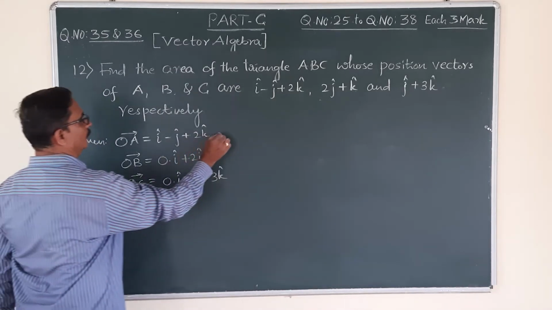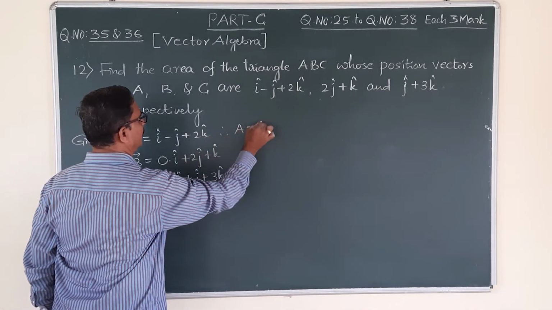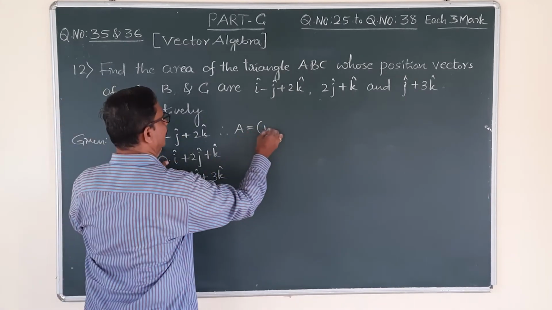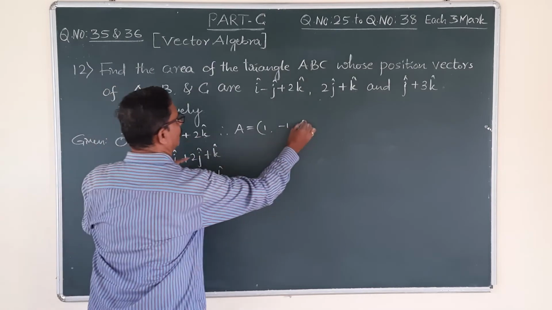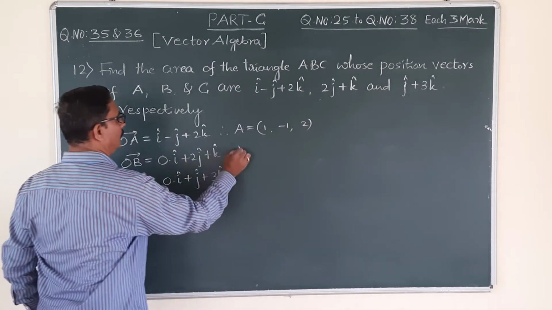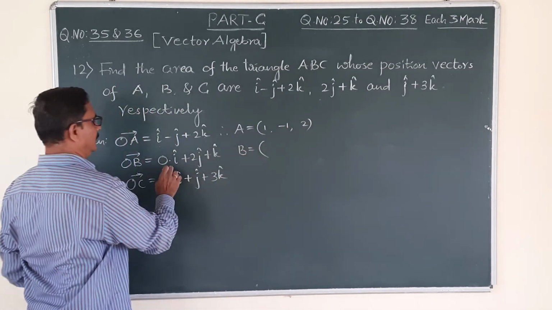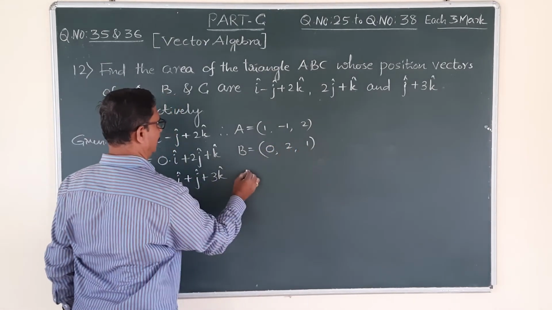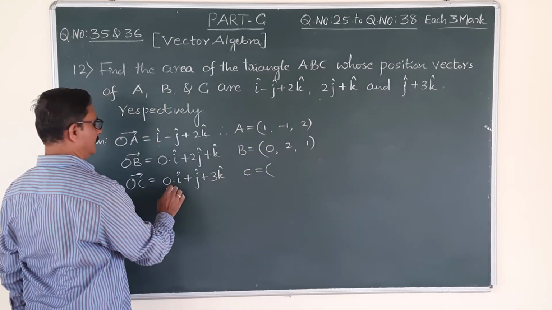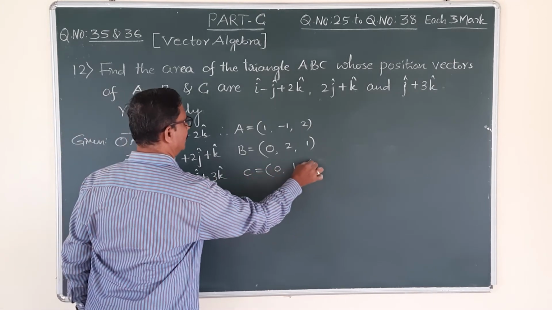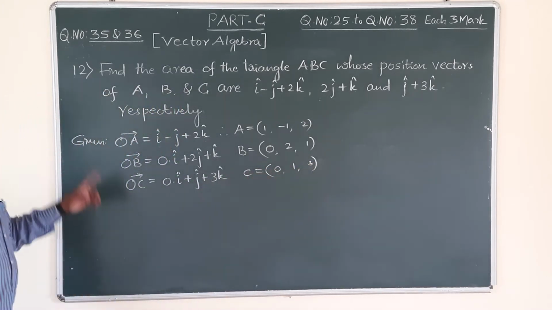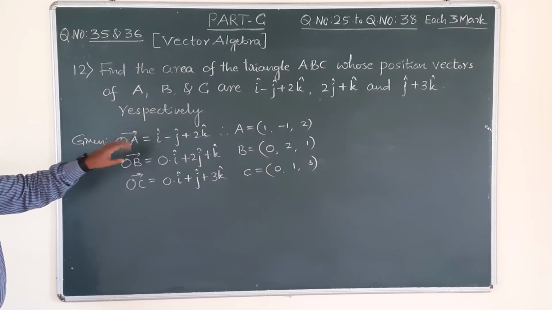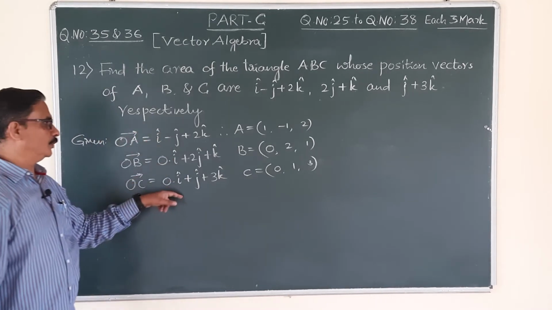Okay. Therefore, A is the point (1, minus 1, 2). B is a point, there is no i term, so (0, 2, 1). C is a point (0, 1, 3). Now find the area of triangle ABC with 3 position vectors. These are the position vectors.